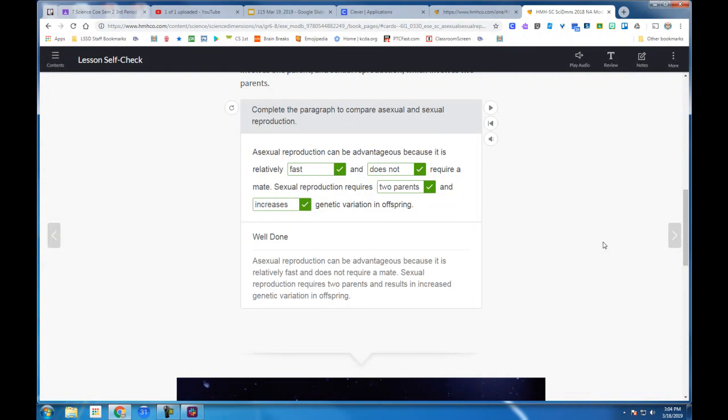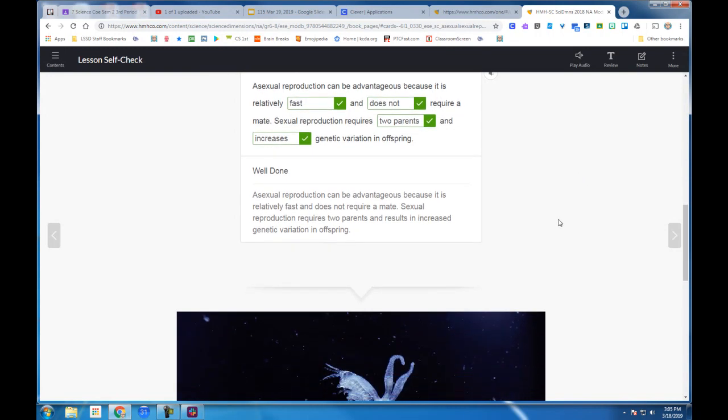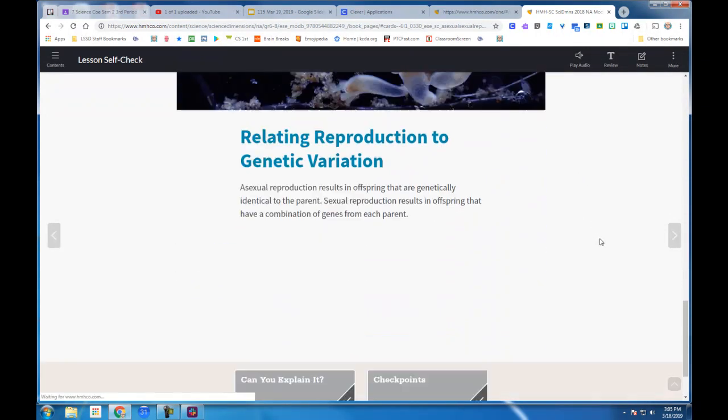Interactive review, frog and tadpole. Online, you're selecting. In the book, you're coming up with your own explanation. But they do reproduce asexually fast, which does not require a mate, where sexual reproduction requires two parents, but does increase genetic variation.